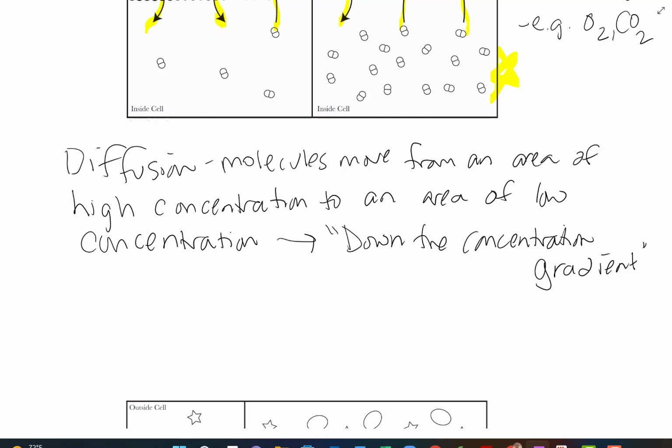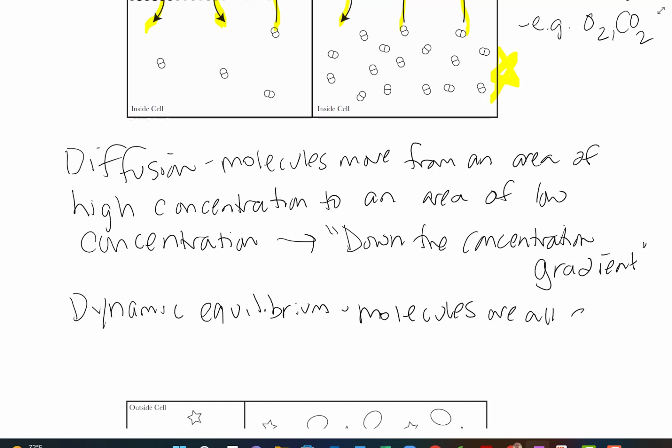And they will continue to move until the molecules reach a state of dynamic equilibrium. And so that means that the molecules are all spread out, but they keep moving. So dynamic means it's continuing to move. Equilibrium means that it's an equal concentration in all areas.